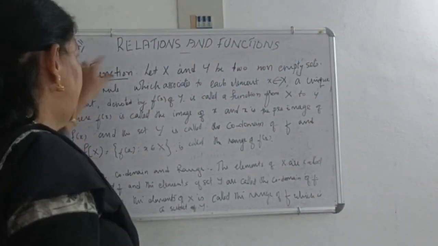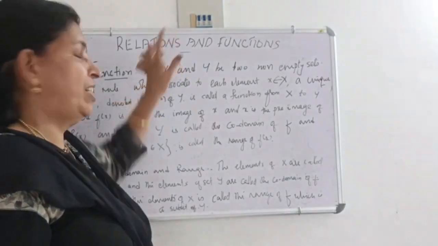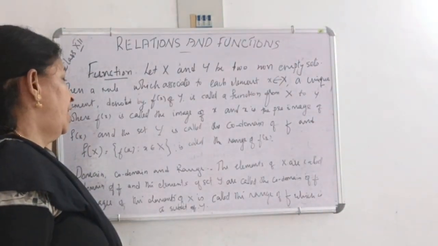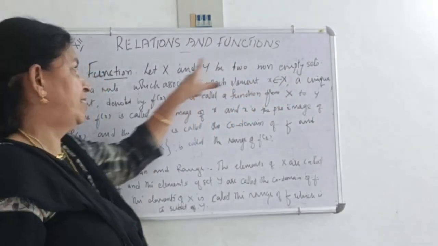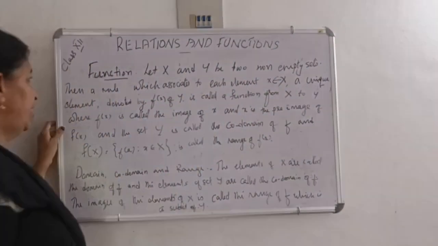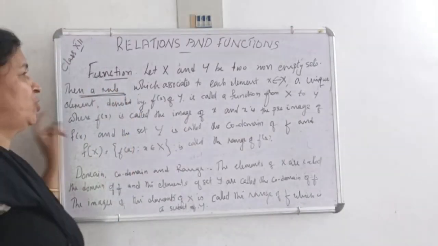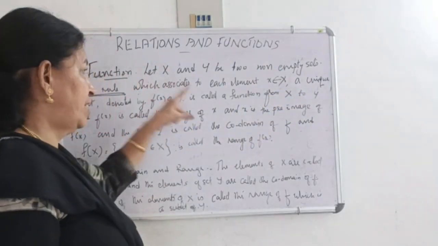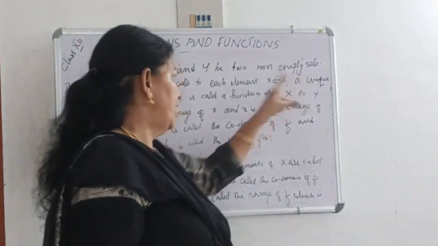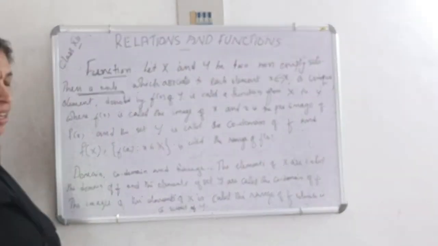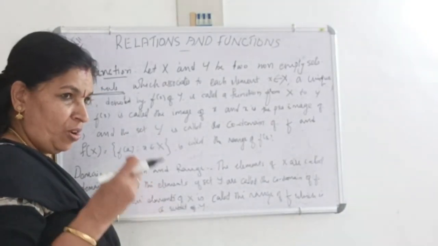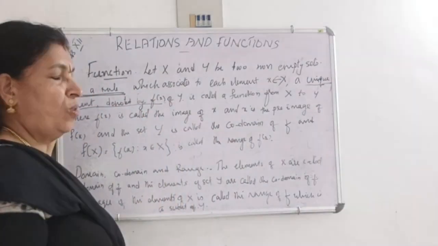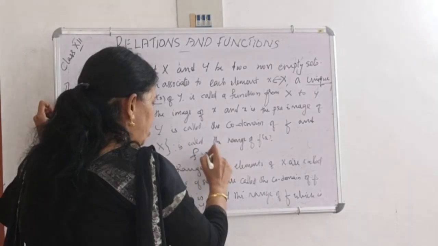Here we have studied relations, different types of relations and properties of relations. Then another term, function. Let X and Y be two non-empty sets. Then a special rule which associates to each element x of X a unique element, denoted by f(x), of Y. For every element x of X, a unique element is associated, denoted by f(x) of Y, is called a function f from X to Y, denoted by f: X → Y.